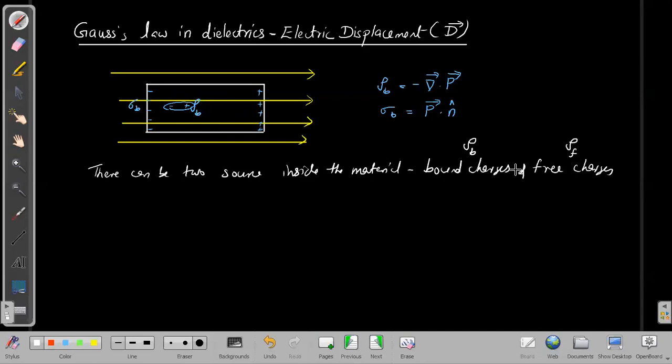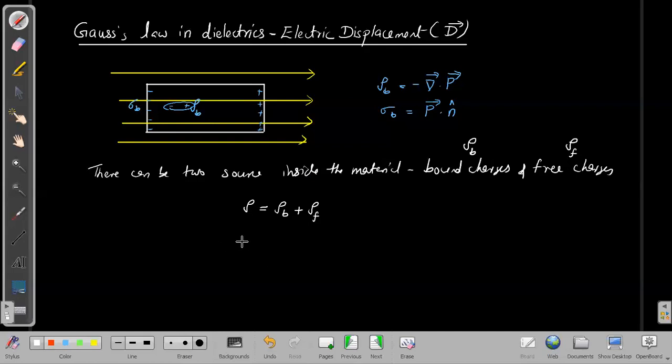In electrostatics we have discussed only free charges. In those cases we used the symbol rho for the volume charge density, so actually the free charge density. Since we have bound charges separately, it is better to use the subscript b for bound and f for free charges. So if you look at any dielectric, the total charge density would be the sum of the bound charge density and the free charge density.